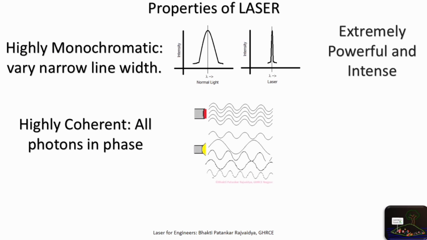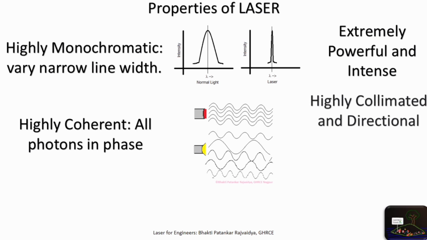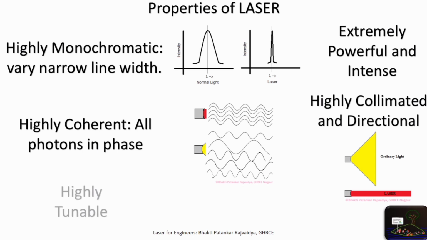Laser light is highly intense, much more powerful than ordinary light. Laser light is highly collimated, or directional. Unlike ordinary light, which has a wide beam spread, laser has very little beam divergence. And last, laser is also tunable. Like radio or microwaves, laser can also be used as a carrier wave for information broadcasting. These characteristics make laser different from ordinary light.